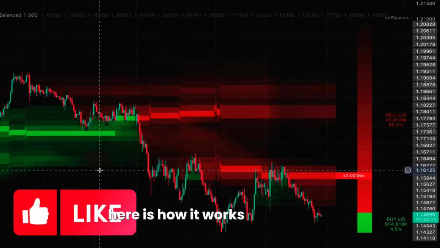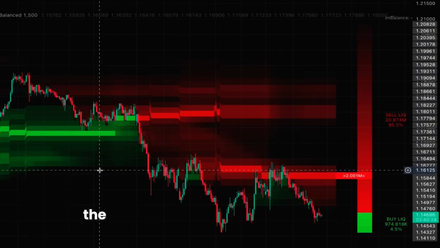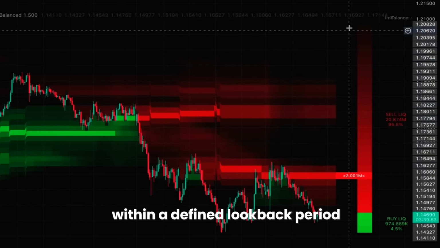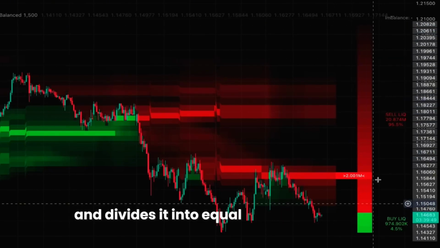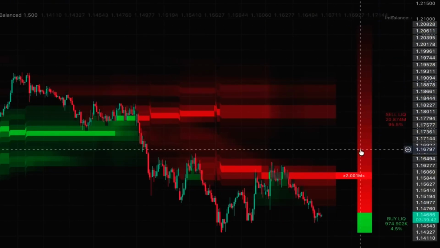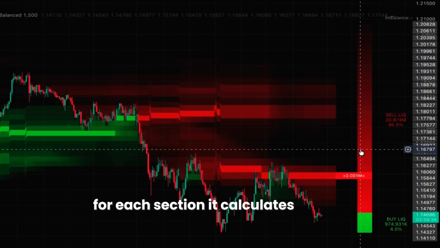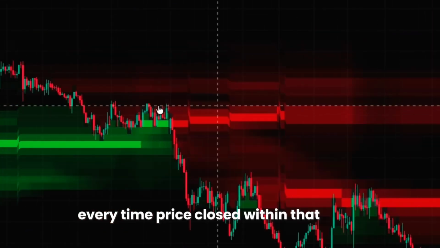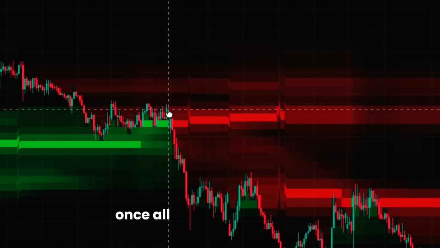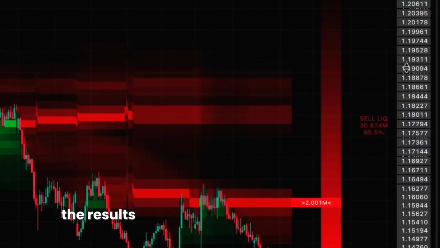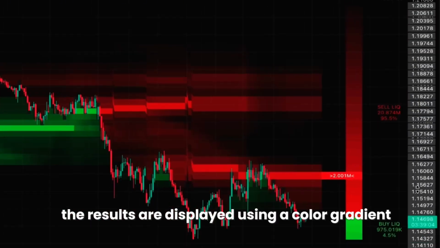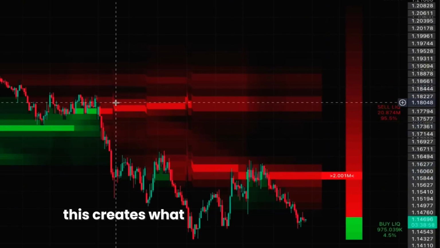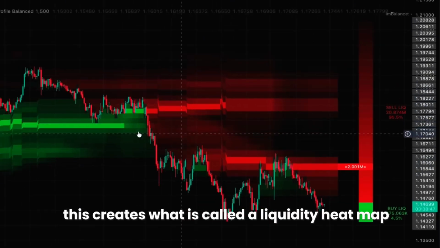Here is how it works mechanically. The indicator takes the entire price range within a defined look-back period and divides it into equal horizontal sections. For each section, it calculates the total accumulated volume every time price closed within that section. Once all sections are calculated, the results are displayed using a color gradient across the background of your chart. This creates what is called a liquidity heat map.